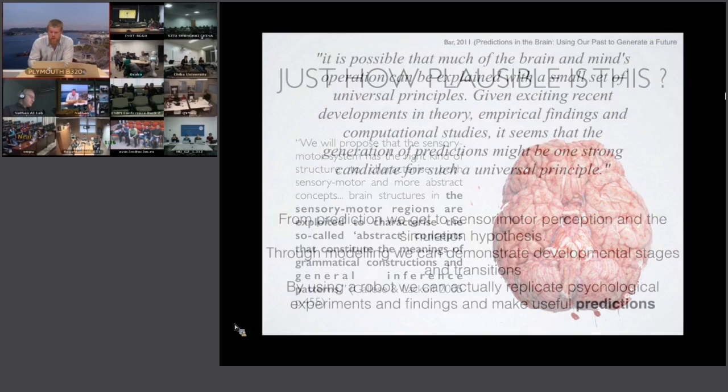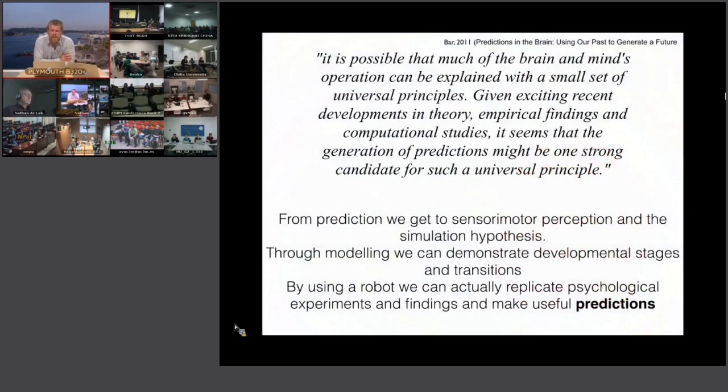So I have the quote that I started with from Moshe Bar at the top there. Is it possible that much of the brain and mind's operation can be explained with a small set of universal principles? Given exciting recent developments in theory, empirical findings and computational studies, it seems that the generation of predictions might be one strong candidate for such a universal principle. So what I hope I've done in this lecture is show that from prediction, we can get to something like sensory motor perception and this simulation hypothesis.